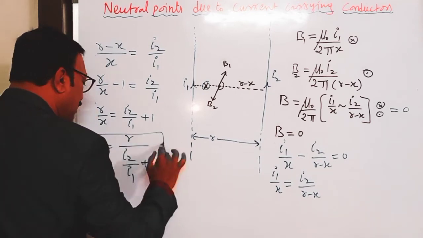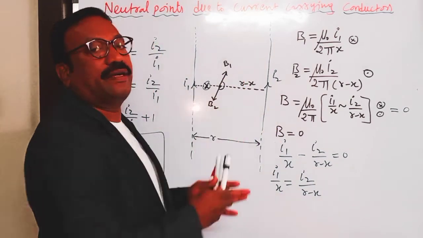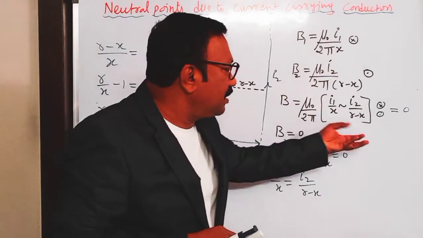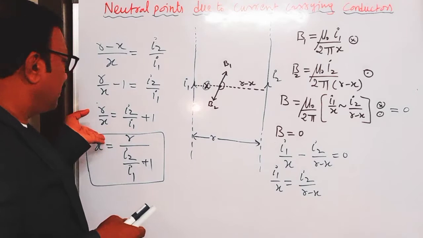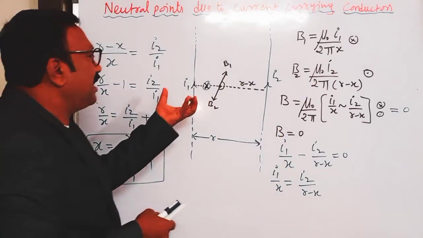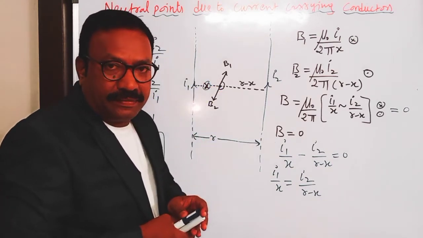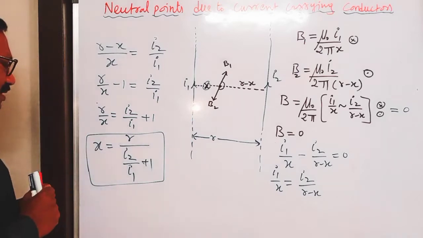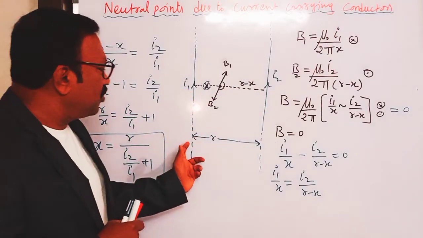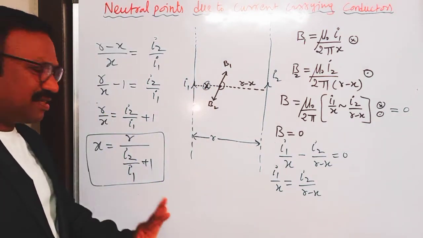This is the distance where the neutral point is located between the current carrying conductors, because the resultant field is 0. Equating to 0, I solved for x. That means I solved for the distance of the neutral point from current I1. There is one important point to be discussed. You should know the I2 value, the I1 value, and the distance between the conductors. Then I can find the distance of the neutral point. That is clear, no confusion at all.